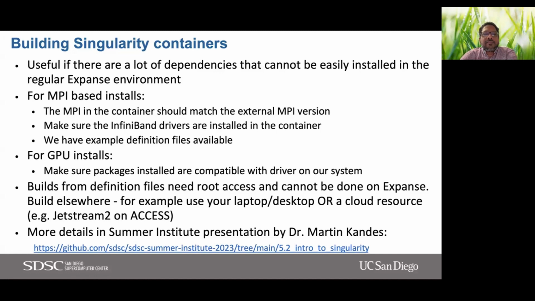Now, if you're building from scratch from a definition file, and I'll give you an example of a definition file in the next slide, you need root access and you typically cannot do that on Expanse. But the good thing with containers is it really doesn't matter where you build. So you can go build them on your laptop or a cloud resource. For example, if you have access to Jetstream on Access, you can use that. And once you have a container built, you can copy it over to Expanse and run using that.